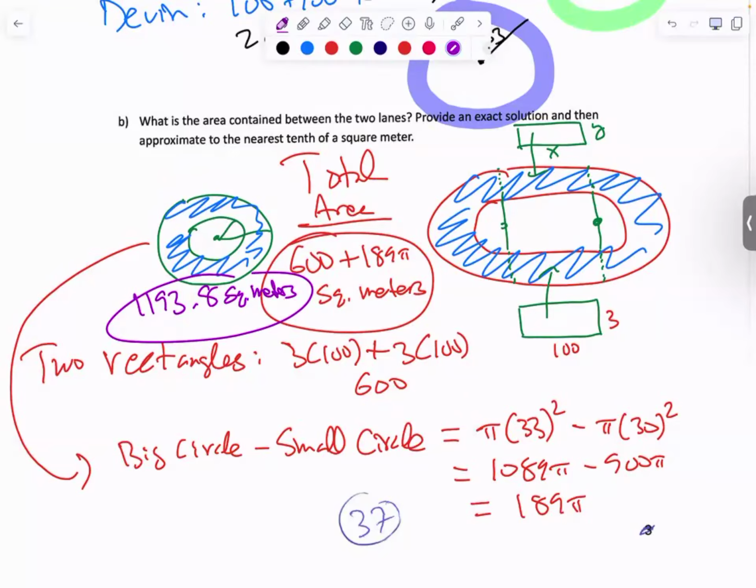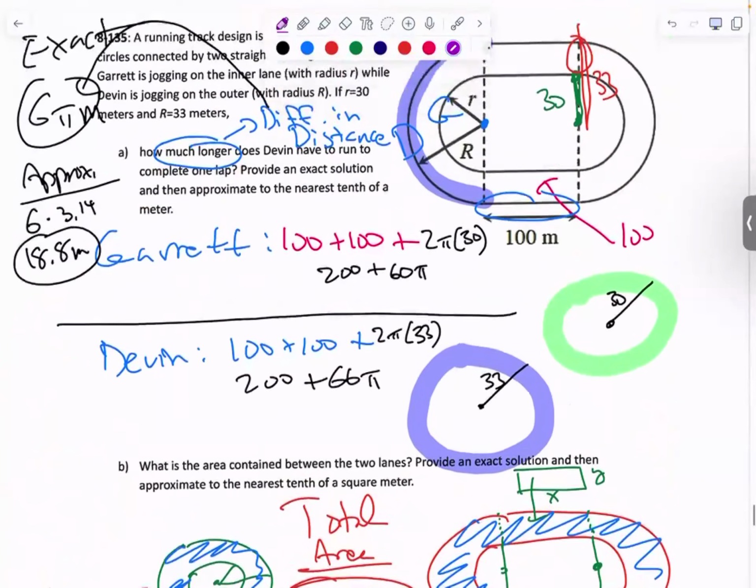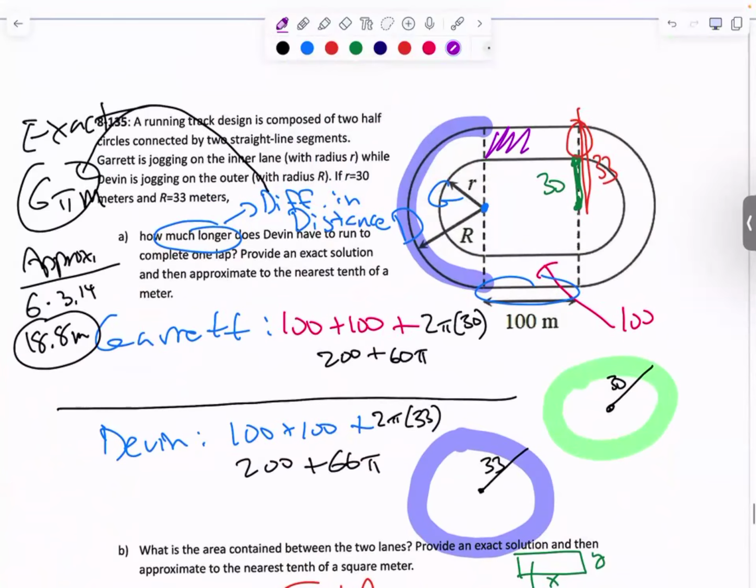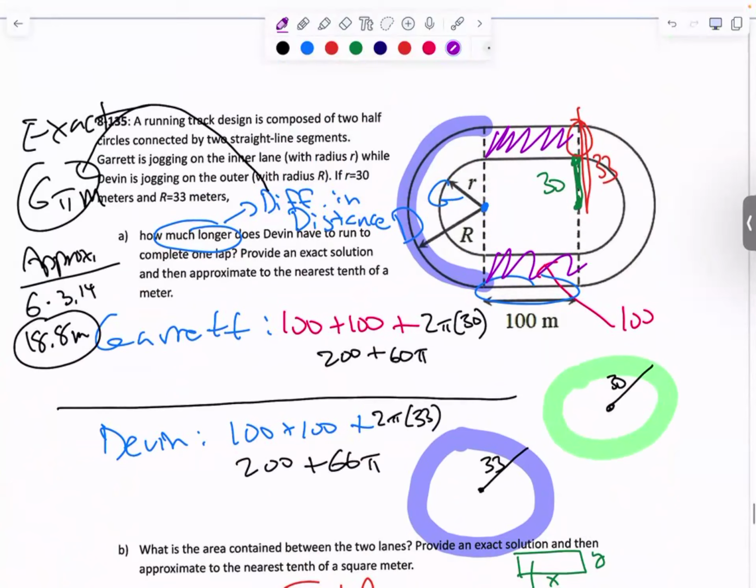Okay. So, questions? Yeah. Why do we include the 600? Aren't the two rectangles part of the bigger circle? Yeah, but here's what the question is asking.